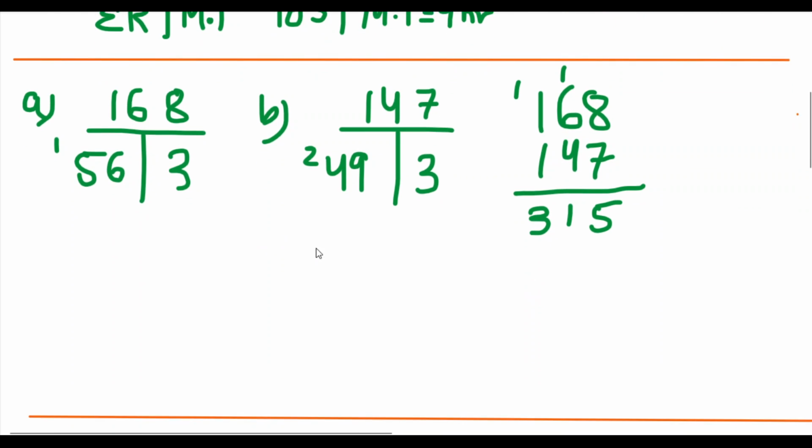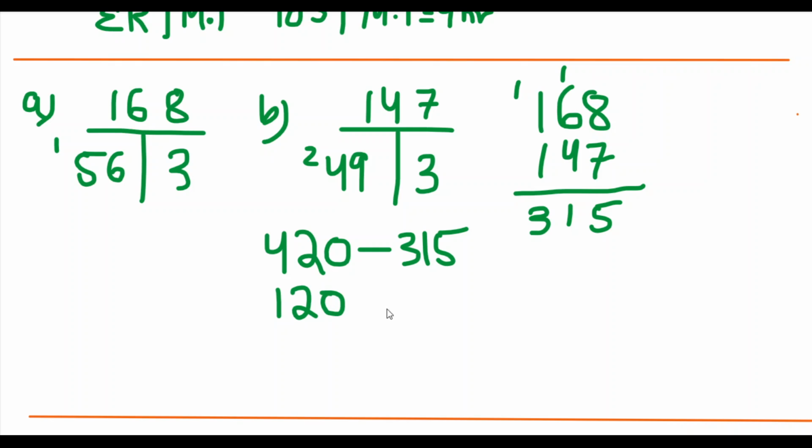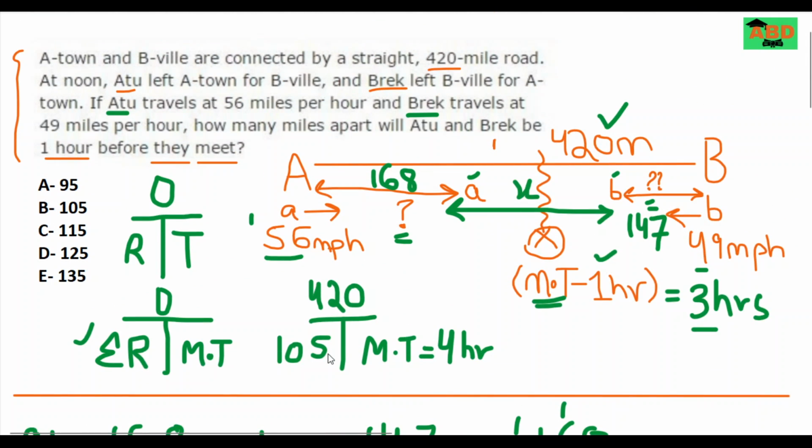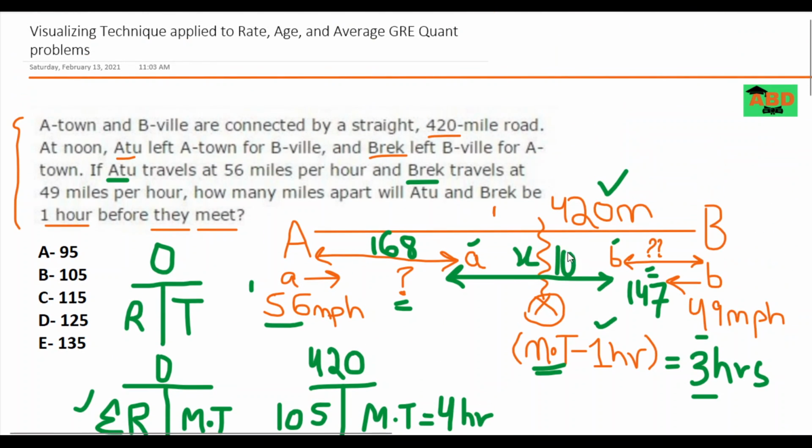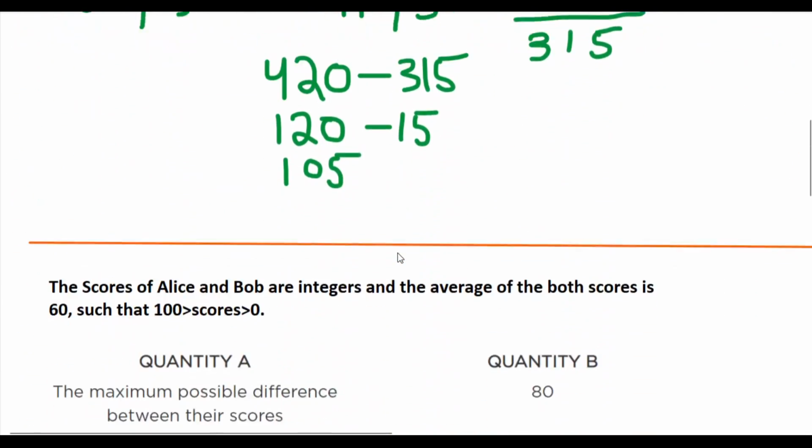So all I'm looking at here is subtracting 315 from the 420. So if I subtract the 300, I'm going to get 120. But then if I subtract 15, furthermore, I'm going to get 105. So this is basically the distance, which is basically x, 105. And the answer must be B. Okay, guys, let's keep rolling.